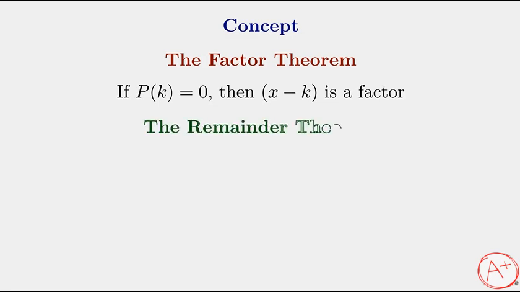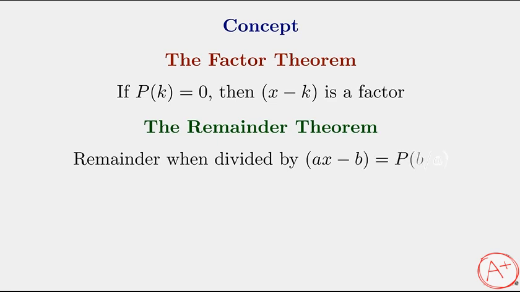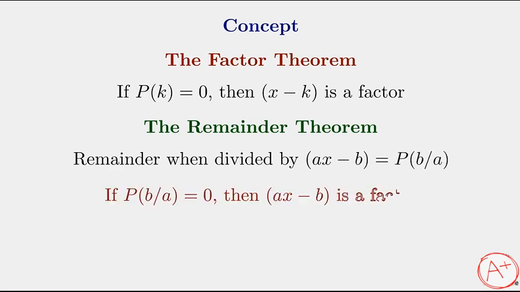The second is the Remainder Theorem. When a polynomial p of x is divided by the linear term ax minus b, the remainder is simply the polynomial evaluated at b over a. If this remainder is 0, then x minus b is a factor. We will use these to break down complex cubic equations into manageable parts.